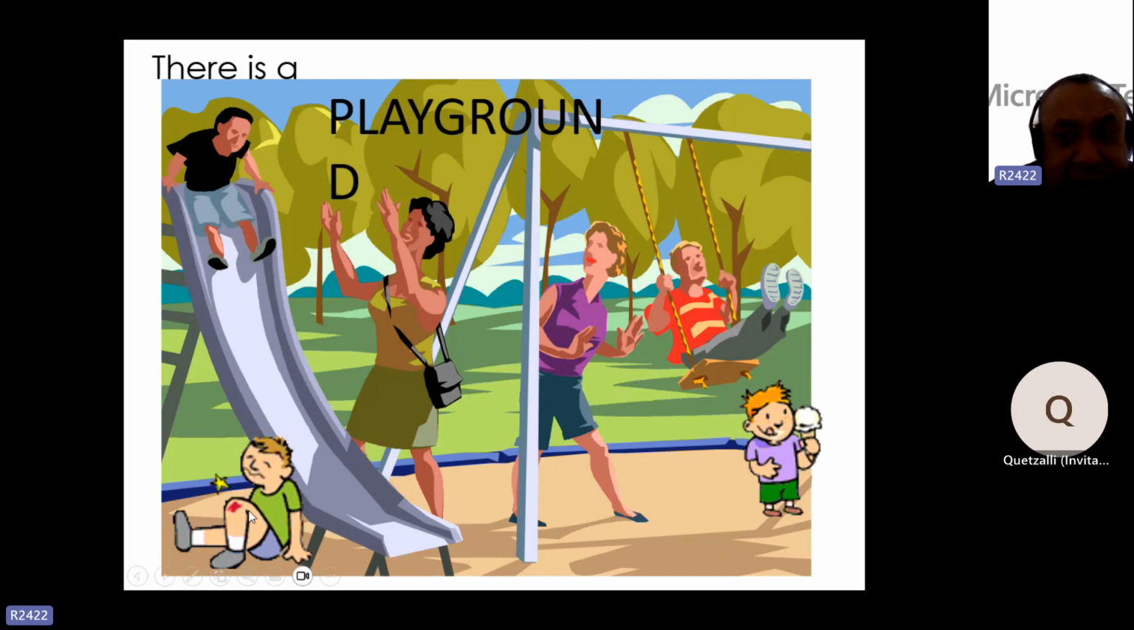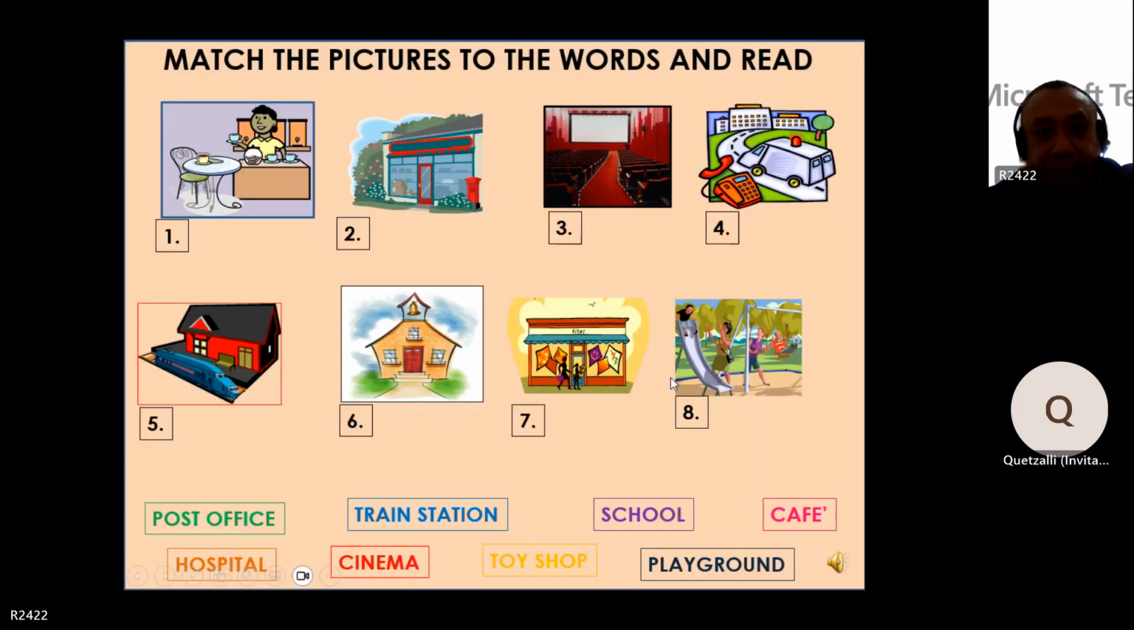Mira este, raspón. How do you say raspón, Casale, in English? A bruise. Mira, ahí está. A bruise. Un raspón, una herida. A bruise. Very good, okay.